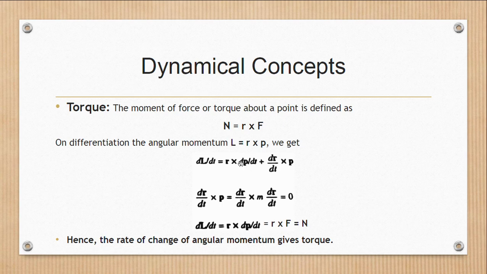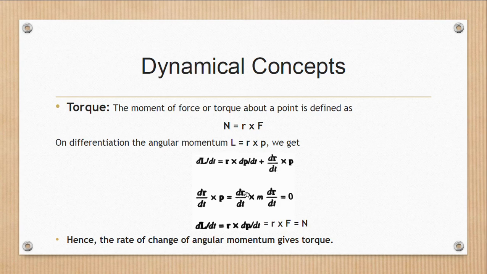by differentiating on both sides with respect to t, on the left hand side we will get dL by dt, and on the right hand side we apply the product rule. According to the product rule, if we have two functions, then first function as it is, times the derivative of the second function, plus the derivative of the first function times the second function as it is. We will not change the position of the functions, because cross product is not commutative. A cross B is not equal to B cross A. So we will not change the position of the functions.